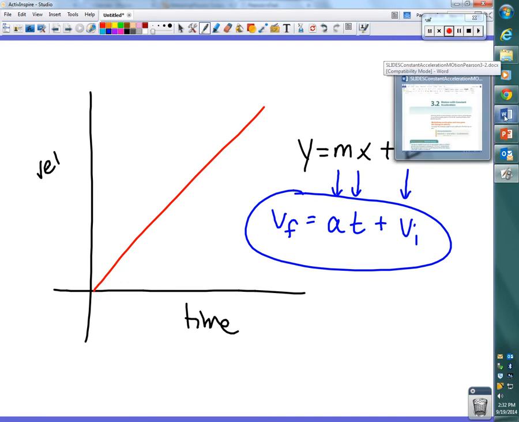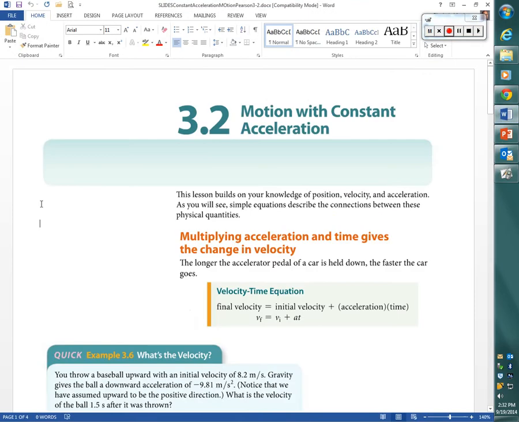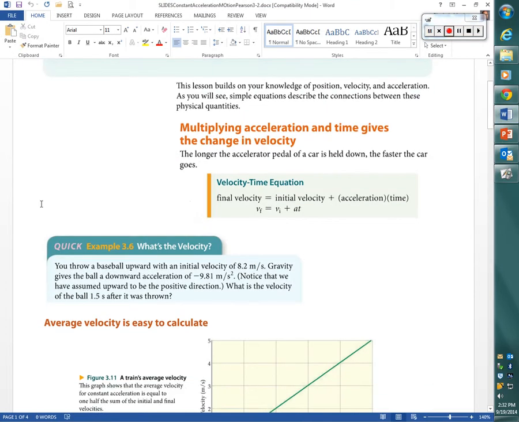Yep, just has it in a different order, right? So here, 3.2, motion with constant acceleration. The first equation that comes up is the velocity-time equation, right? And this equation is basically the same equation, just rearranged a little bit. Again, we just did Vi plus A times T instead of AT plus Vi. That's the same thing. We add, and it gives us the same answer, right? It's just in a different order.